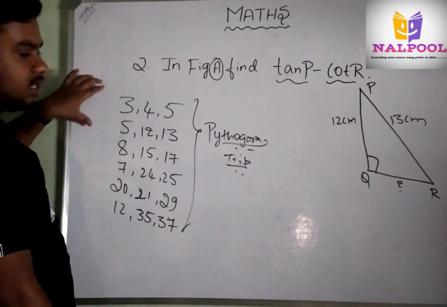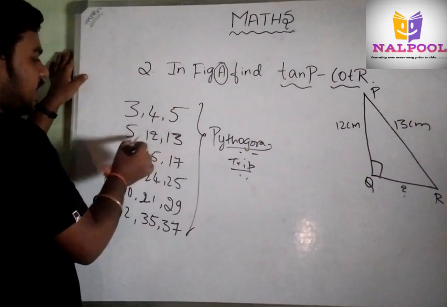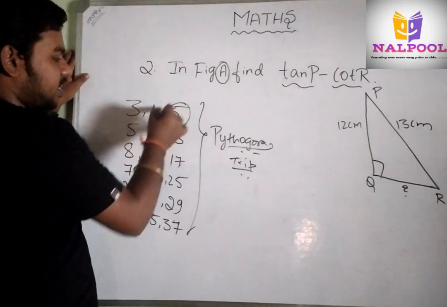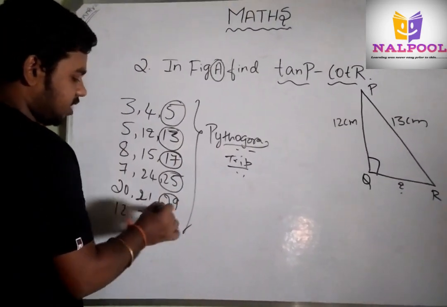Please note it down somewhere in the notes. Here we have 3, 4, 5, 5, 12, 13. The last one is the hypotenuse.